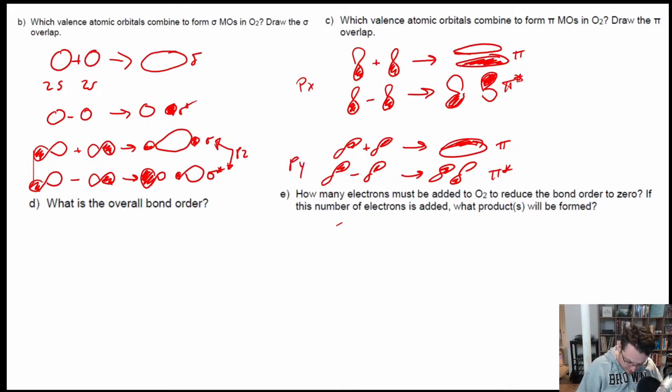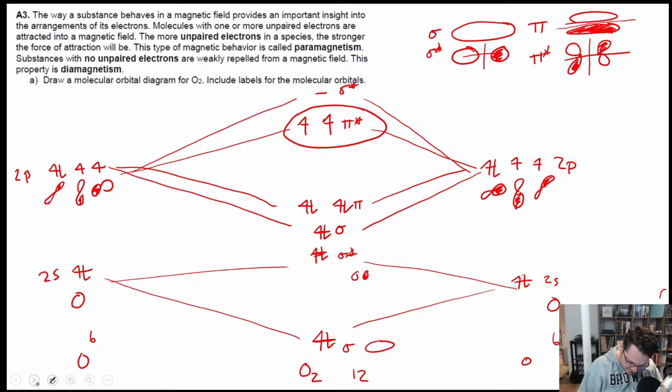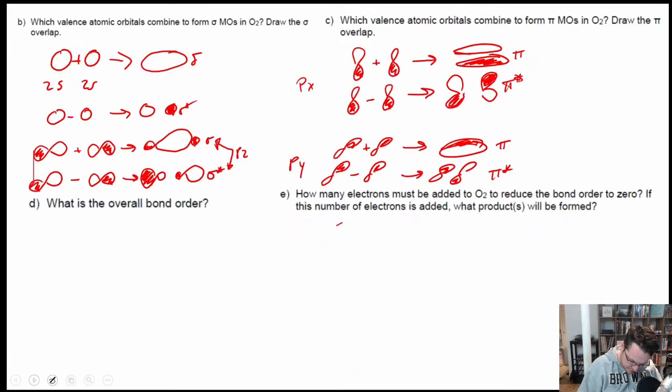So then what is the overall bond order? The way that you calculate the bond order is you add up all the electrons that are in bonding orbitals. So we have 1, 2, 3, 4, 5, 6, 7, 8. So we have 8 in bonding orbitals, so the bond order is equal to 8.